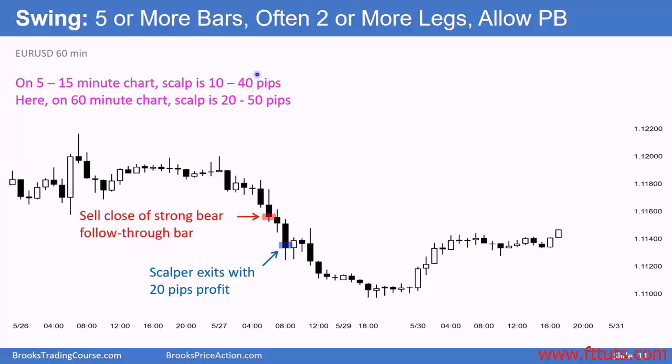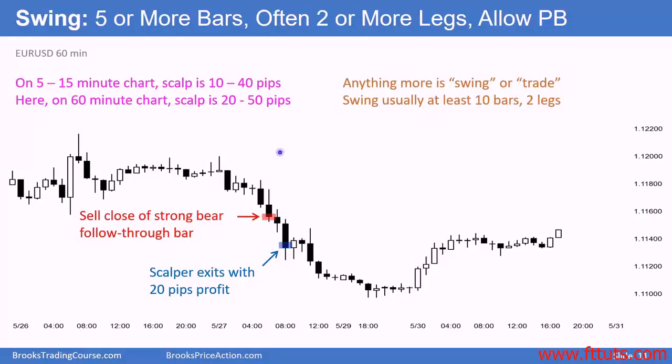You're trading the 60-minute chart right here, and you get out with 20 pips. You get out 2 bars after you entered, not many bars. You did not allow any pullbacks, and you did not hold until there was a clear reason to believe that your premise was wrong. Right? Those are characteristics of a scalp.